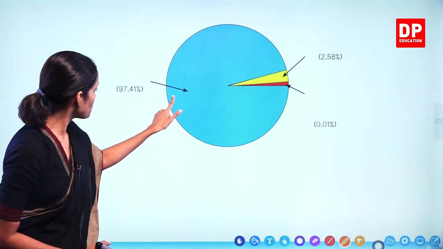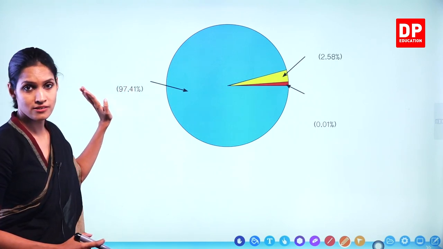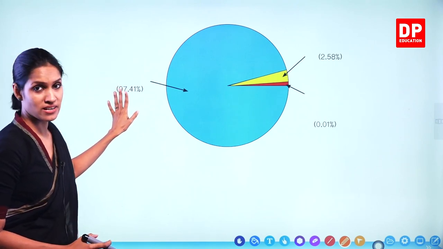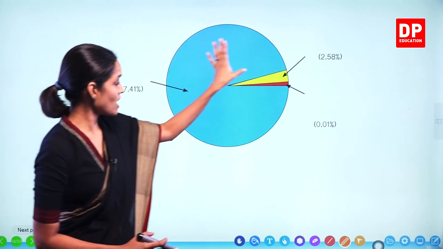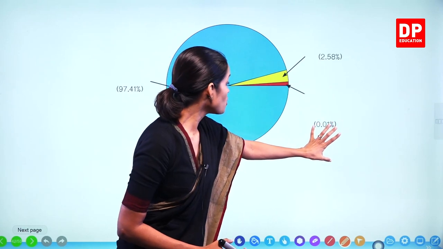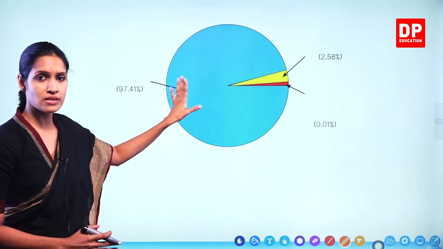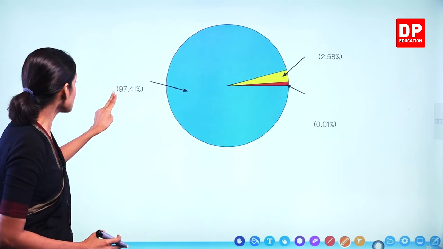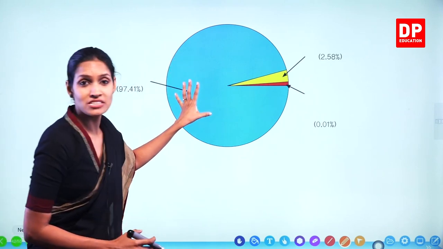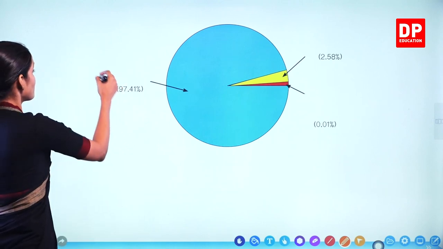So, what is this blue one? 97.41, right? This is a percentage. We have another percentage, 2.58%, and 0.01%. What are these values, children? Remember, 97.41%. This amount of water is all the water present in seas and oceans, right?